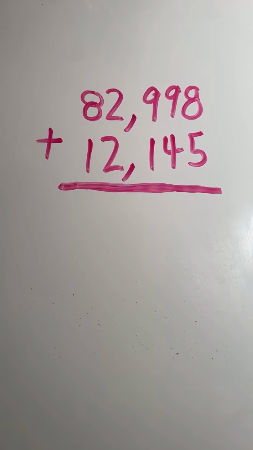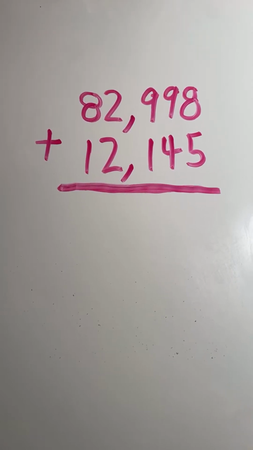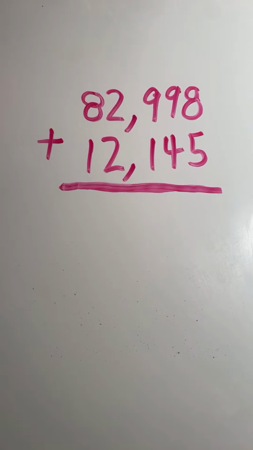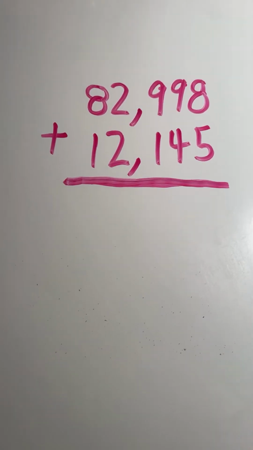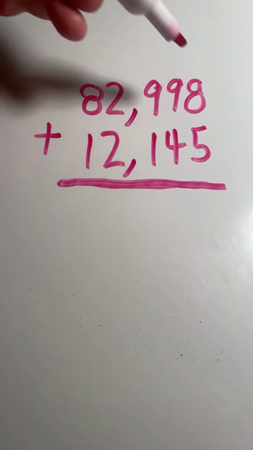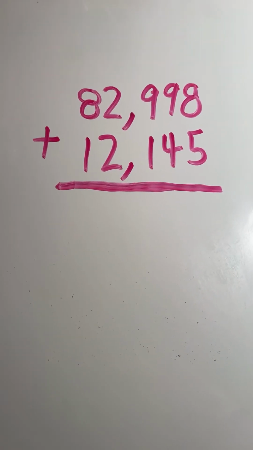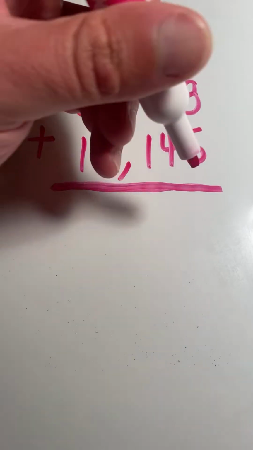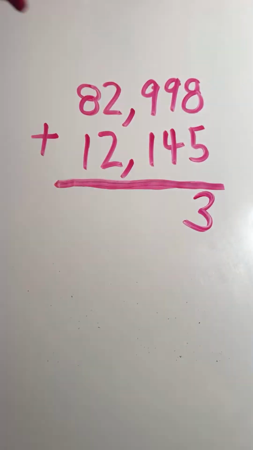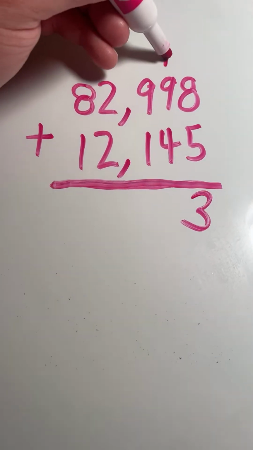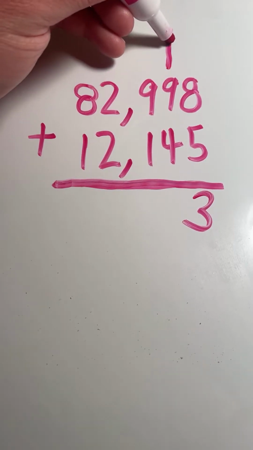All right, our next example problem is 82,998 plus 12,145. So we're going to start in the ones place. We're going to start off by adding 8 plus 5. 8 plus 5 equals 13. Because our sum is more than 10, we will need to regroup. The 3 in 13 goes in the ones place. The 1 in 13 gets carried over to the tens place.